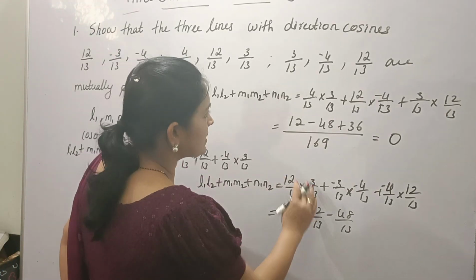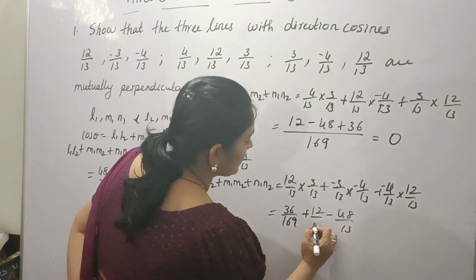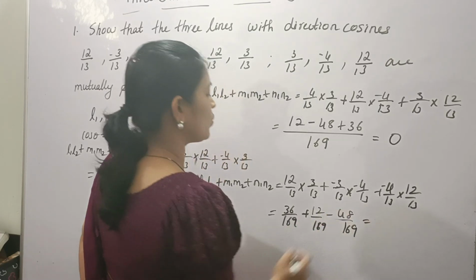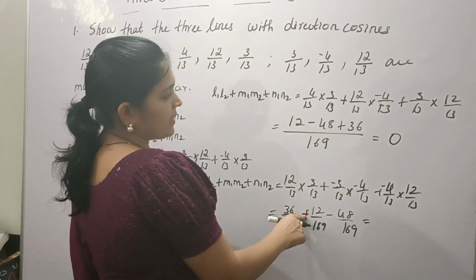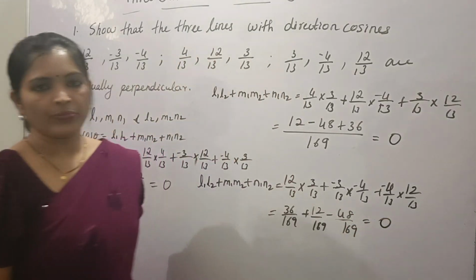Sorry, it is 169, right? Yes. 13 into 13, 169. That is equal to, see here, 36 plus 12, 48, 48 minus 48, it's also 0.